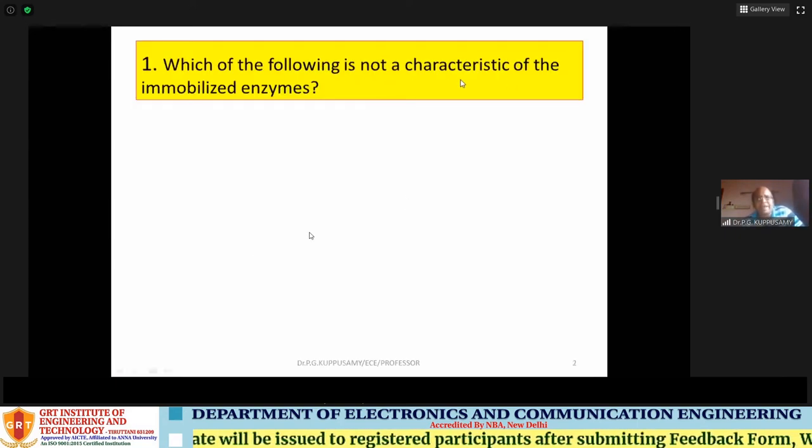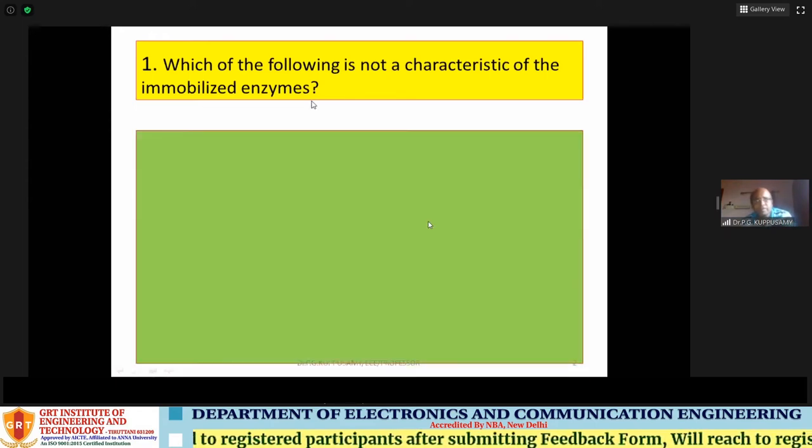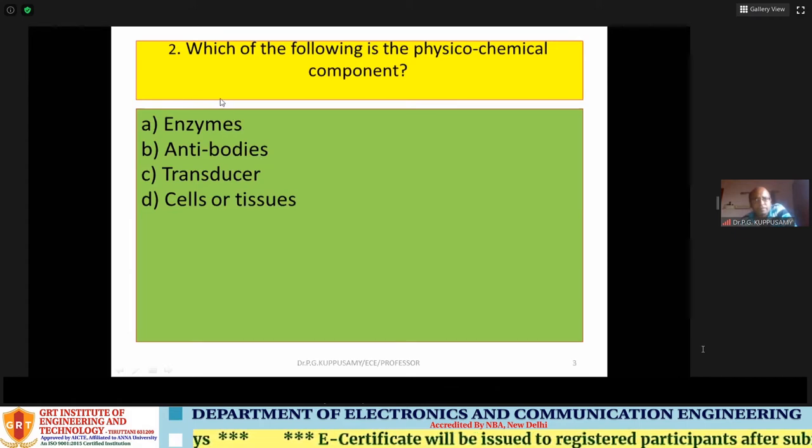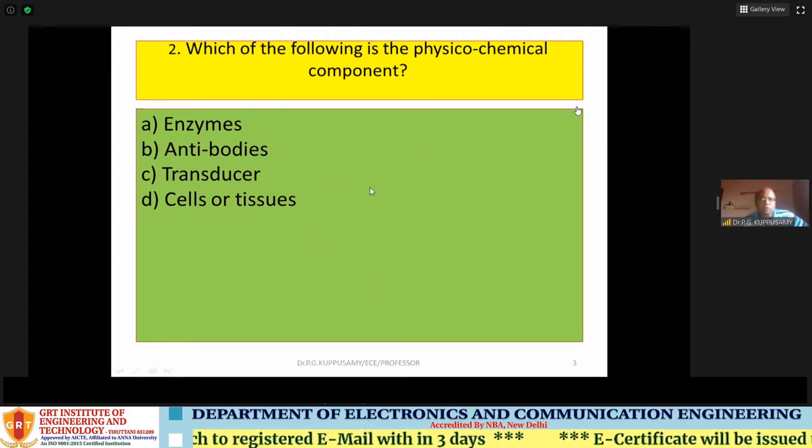Which of the following is not a characteristic of immobilized enzymes? They cannot be reused. It produces reproducible results. Stability exists. The same characteristics and activity are present for a number of analyses. You can provide the option as 1A, 1B, 1C like that, and type it in chat. Second question: transducers, cell or tissues. You have to type like 2A, 2B, 2C, 2D. Which of the following is a physicochemical component?